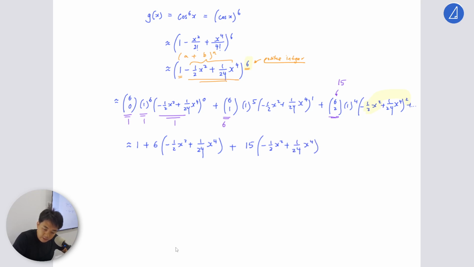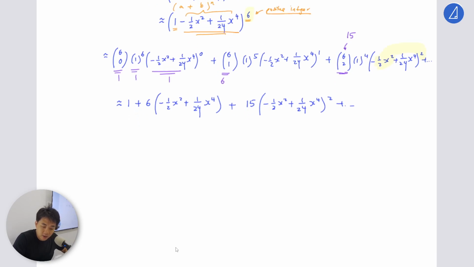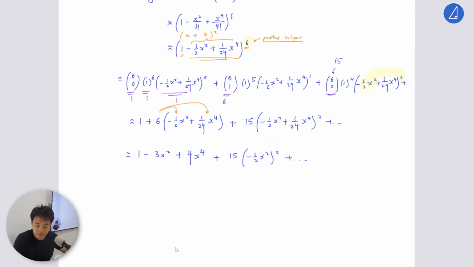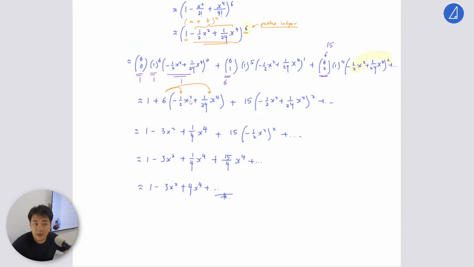You don't expand everything for the square. You can just take the lowest, because the lowest is the power 4. This is negative 3x squared. If you expand it in, expand it also. There you go. Done. So this is the expansion.